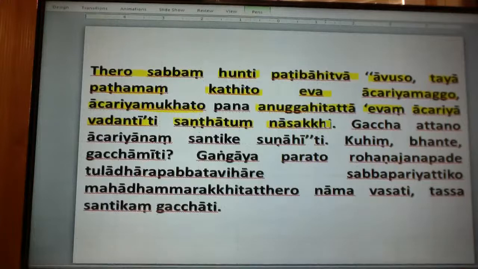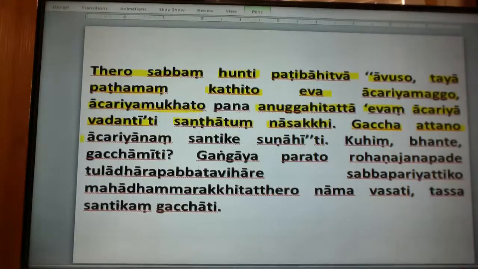You are not able to do so. Not Sakoti. So the preceptor gave the advice to him. Kicha means a goal.